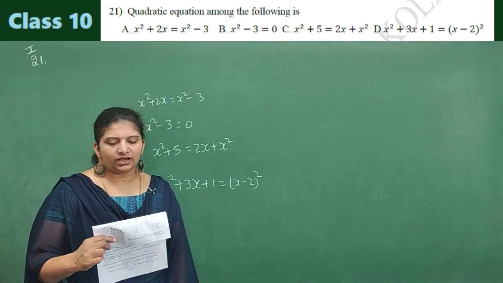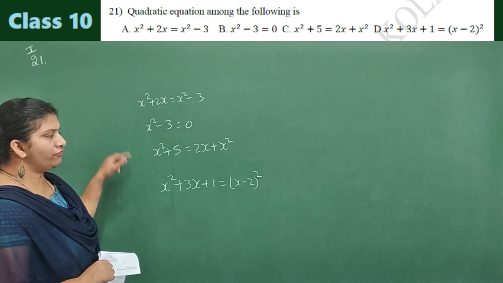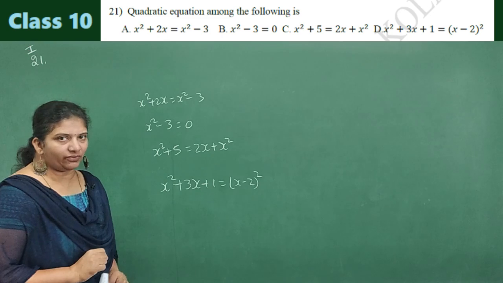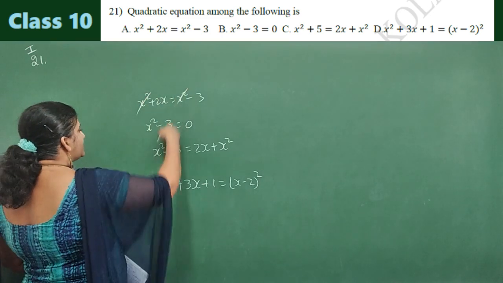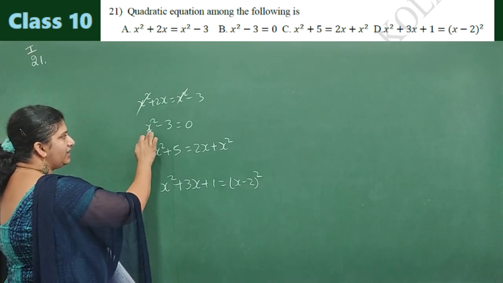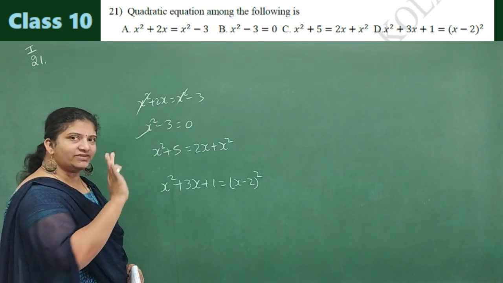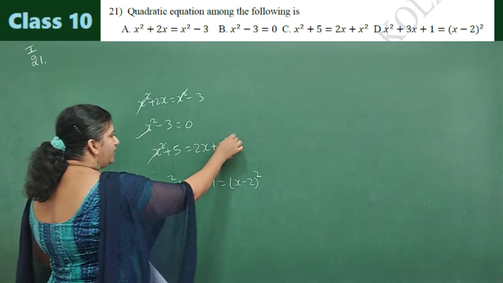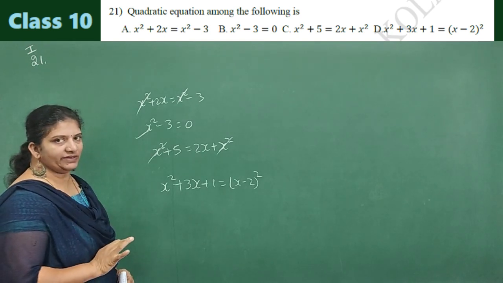21st one. Quadratic equation among the following is. You have 4 options. Among these four options, which is a quadratic equation, we need to identify. Observe here, x square will be cancelled. It is not a quadratic equation. And here, I think this is a quadratic equation where b value is 0. Now let's move to the third one. X square will be cancelled. It is not a quadratic equation.